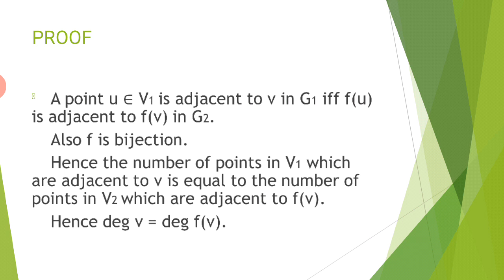Proof of the theorem. A point u belonging to V1 is adjacent to v in G1 if and only if f(u) is adjacent to f(v) in G2. Also, f is a bijection. Hence, the number of points in V1 which are adjacent to v is equal to the number of points in V2 which are adjacent to f(v). Hence, degree of v is equal to degree of f(v).